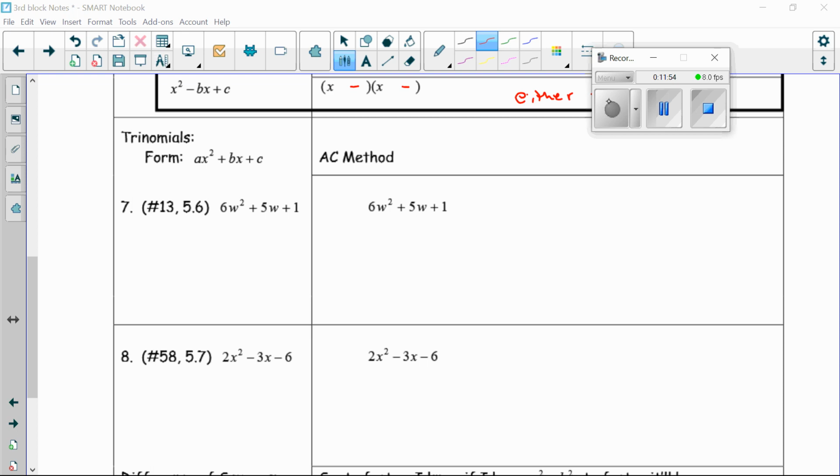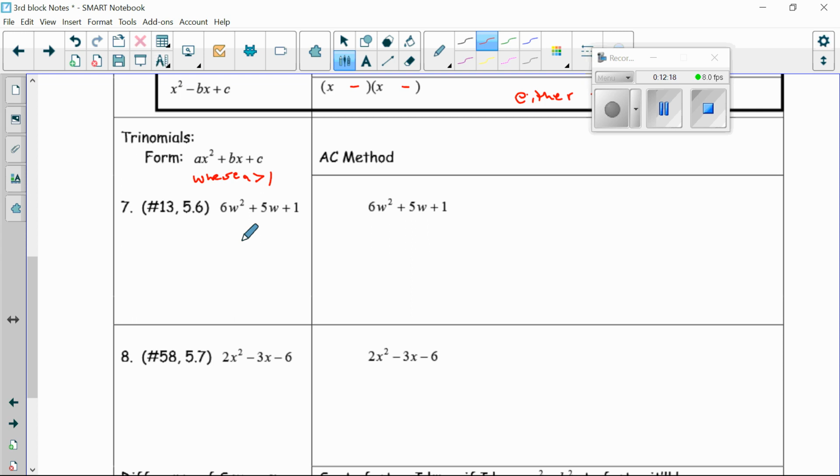Okay, so that leads us into what a lot of Algebra 2 teachers call the AC method, but really something in the form of ax squared plus bx plus c, where a is greater than 1, and so you actually have a lead coefficient. And so that's what we're looking at here with this one.